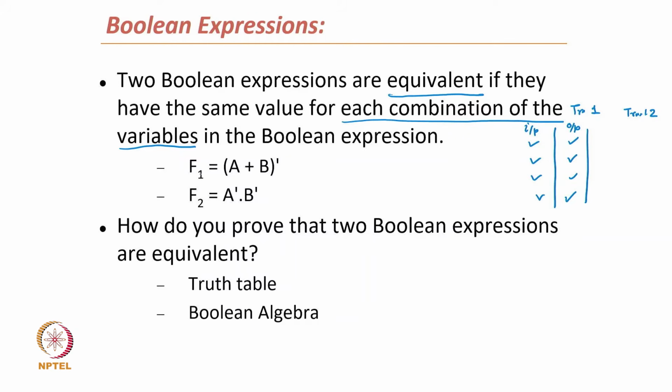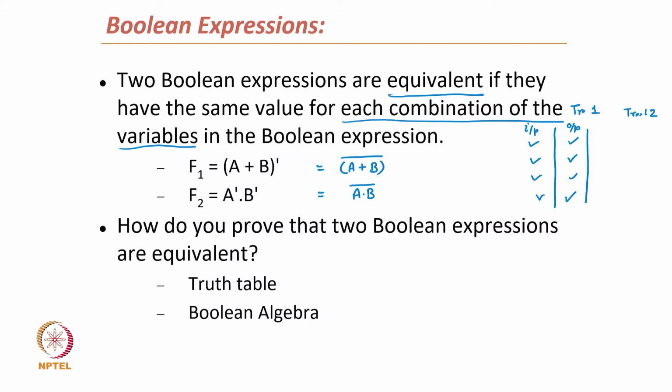So, for example, function 1 is a plus b bar, and function 2 is a dot b whole bar. If we want to check whether these two functions are the same or not, then we simply put values of a and b, which are 4 unique combinations, and if the output f1 is exactly the same as the output of f2, then both of these expressions are equivalent.